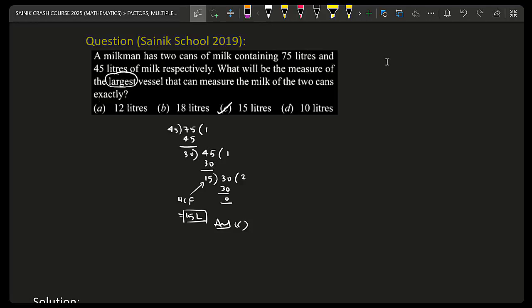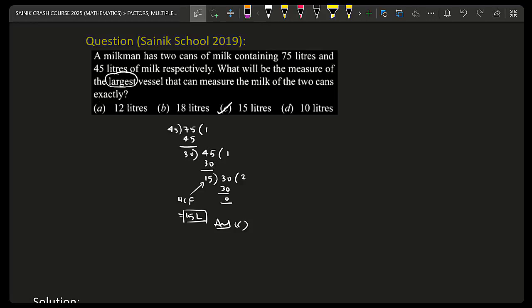Why? Because we want the measure of the vessel, no? That is a factor of 75 and that is a factor of 45. Then only we can measure exactly, right? That is a common factor of 75 and 45. And according to the question, in the common factors, we want to find the highest one. So highest common factor is nothing but HCF only. That's why we should find HCF, okay?